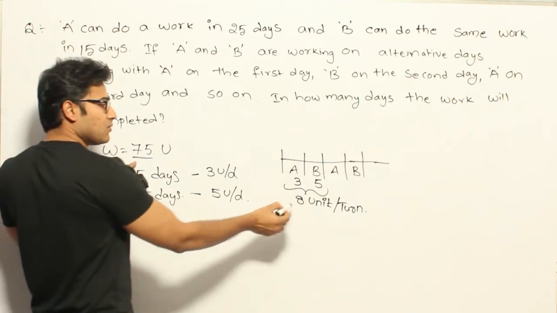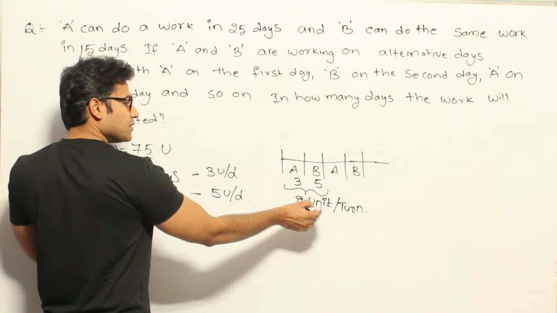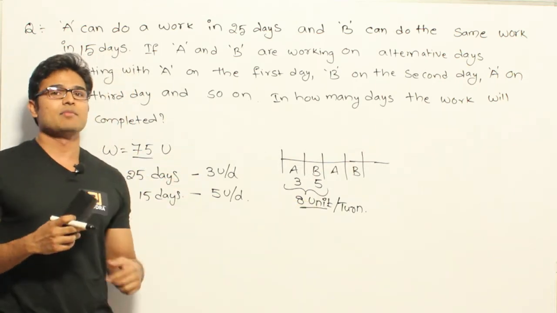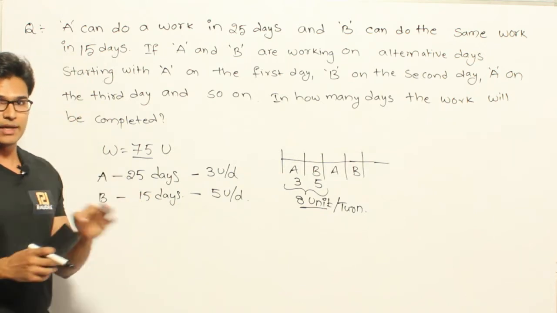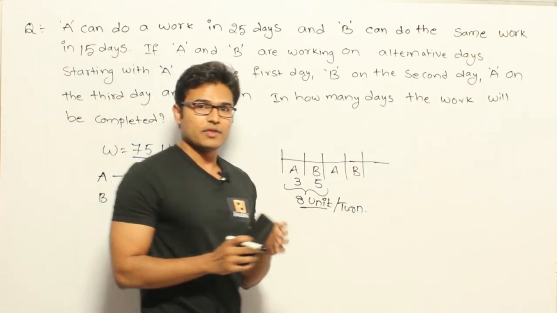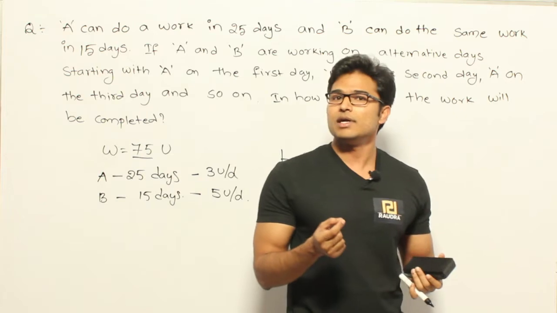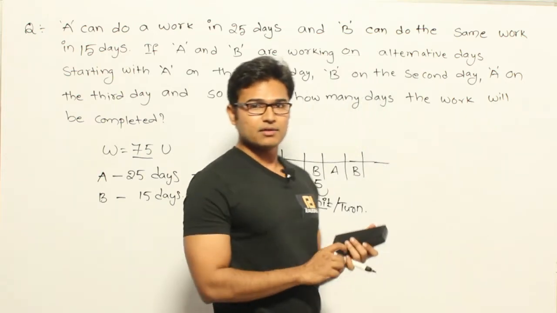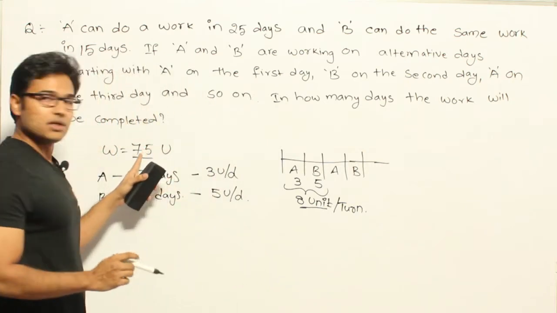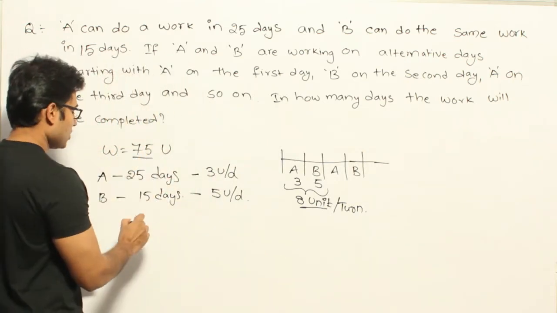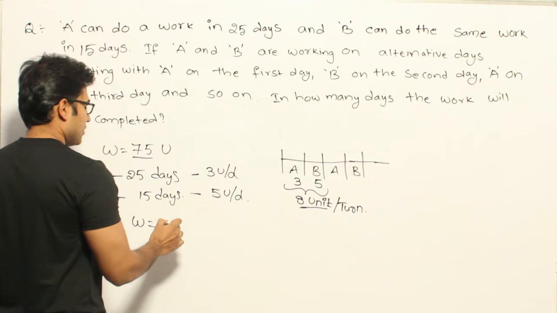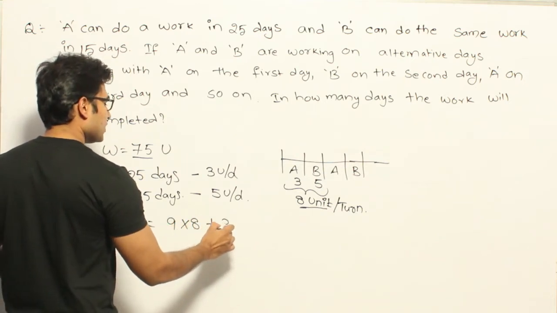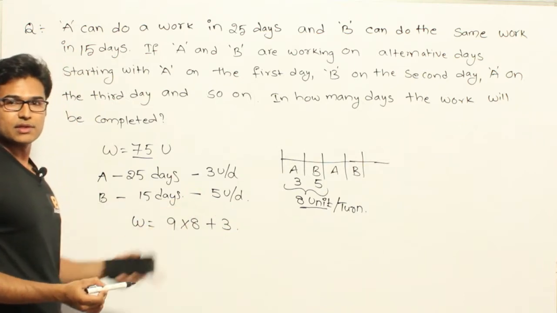So in one turn, if you are able to finish 8 units, if you try to divide 75 by 8, it is not exactly a multiple. In all the examples which we have seen till now, the total work happened to be a multiple of the turn's work, isn't it? But here it is not a multiple. So what does it mean? I can write total work as 9 into 8 plus 3, 72 plus 3, right?